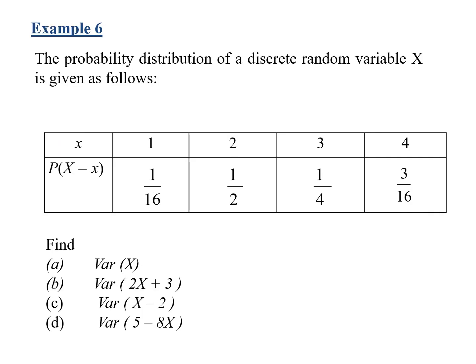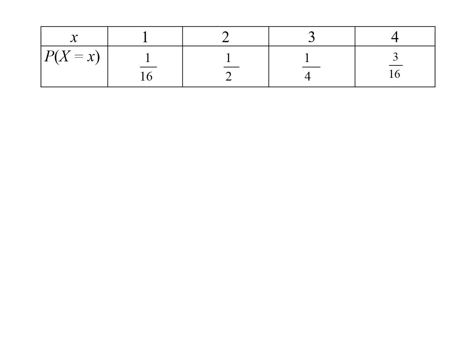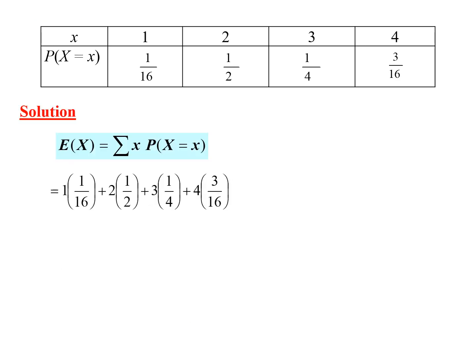Now let us look at example 6. The probability distribution of a discrete random variable X is given as follows. We are going to find out Var(X), Var(2X plus 3), Var(X minus 2), and Var(5 minus 8X). For the first one, to get Var(X), we need to find out E(X) first using the formula of the expected value, this one. Then we will get E(X) equal to 41 over 16.